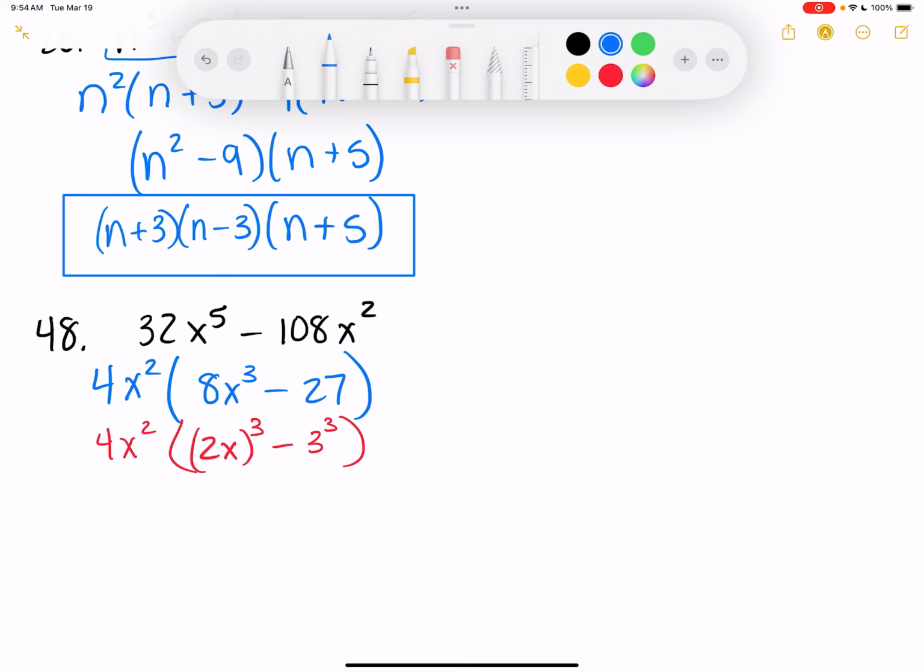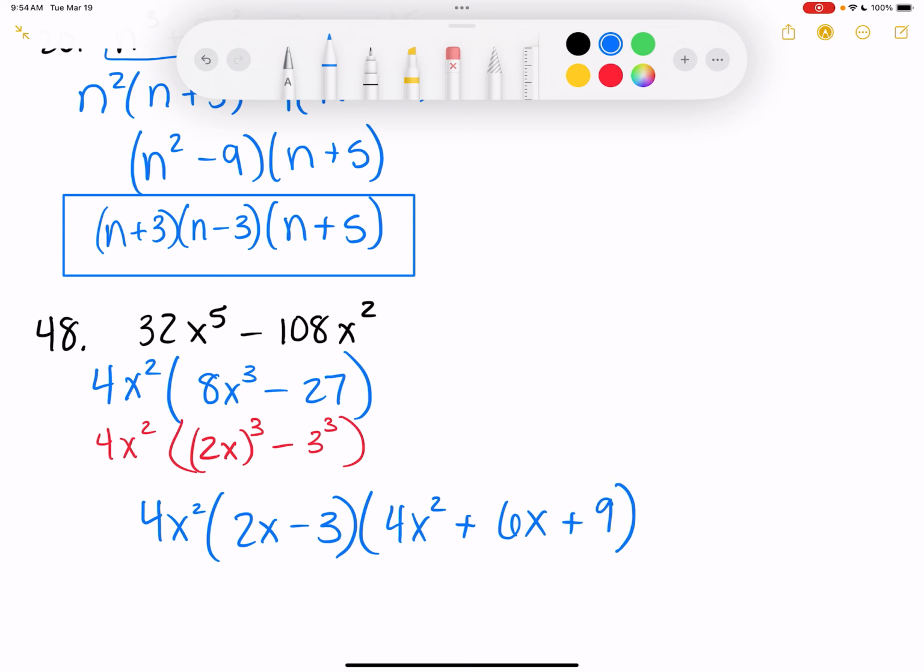Okay? So now, bring this down, 4x squared. Now what do I do? 2x minus 3. Yep. So same sign. 4x squared plus negative 6, or 6x, plus 9. Yep. And then at that point, we're done.